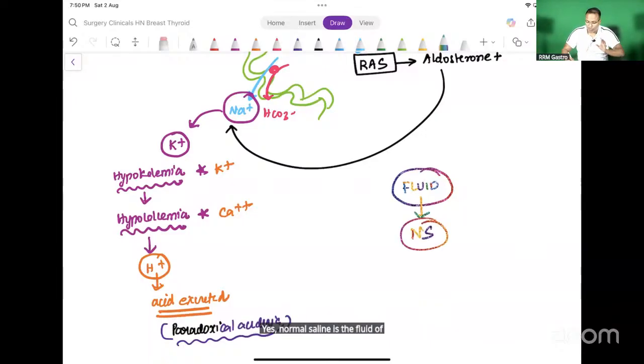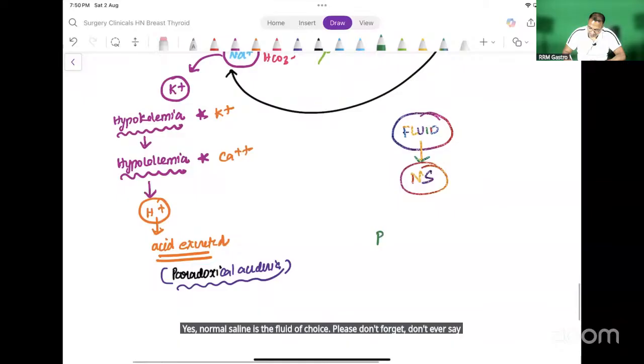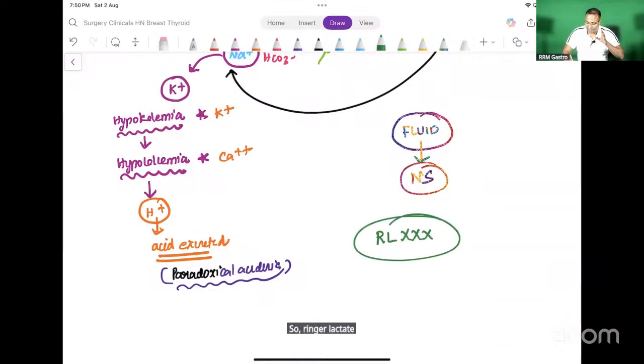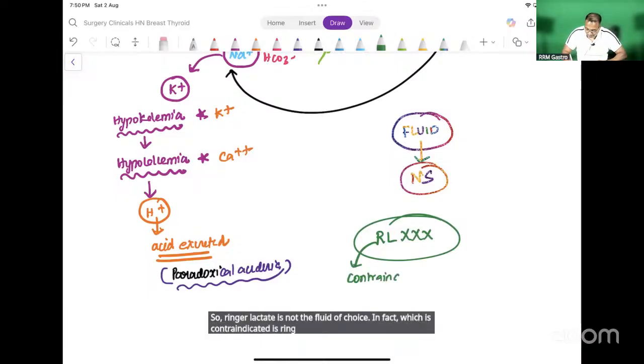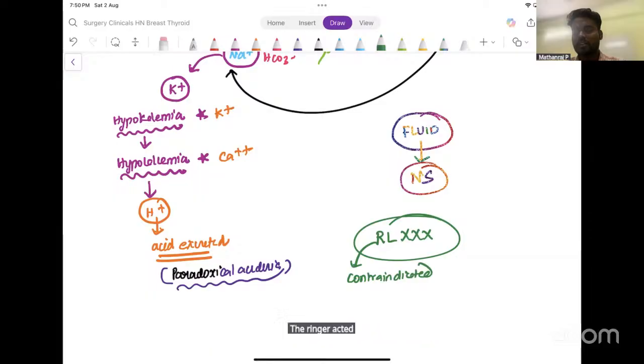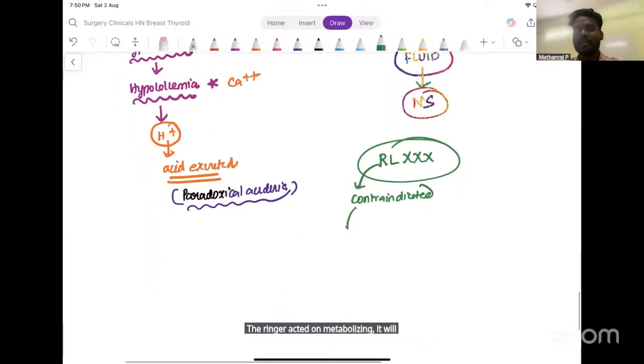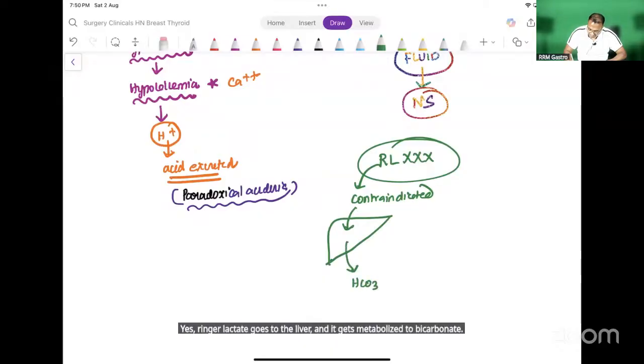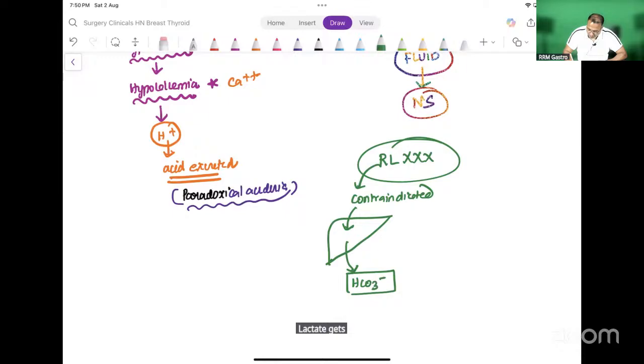Please don't forget. Don't ever say ringer lactate. If you say ringer lactate, you are in trouble. Ringer lactate is not the fluid of choice; in fact, it is contraindicated. Why? On metabolizing, ringer lactate releases bicarbonate ion. Ringer lactate goes to the liver and lactate gets metabolized to bicarbonate.